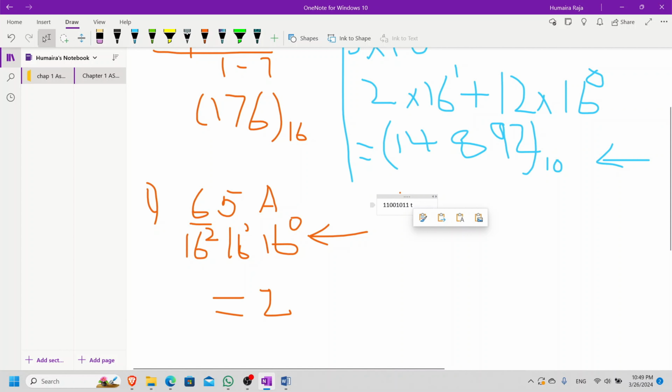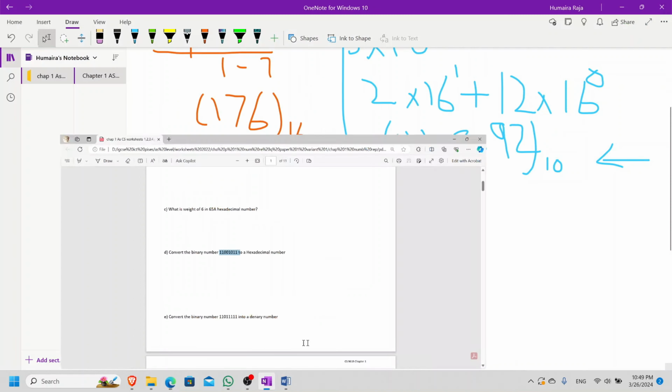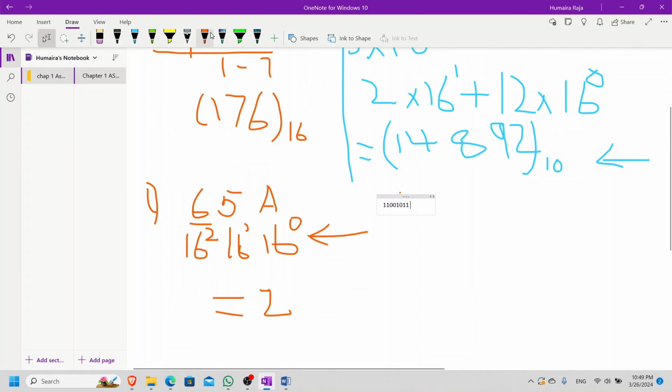Okay, this is the number, 11001011. What we are supposed to do is convert this binary number to a hexadecimal number. Now remember, whenever you are given this type of question, let me rewrite it.